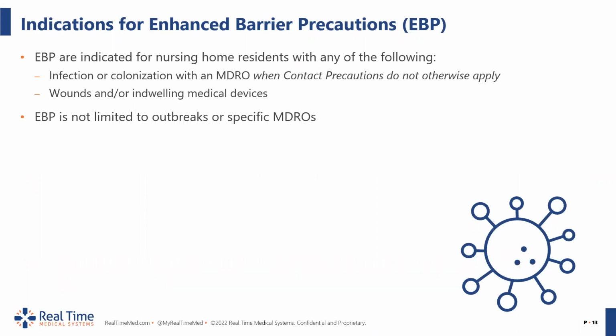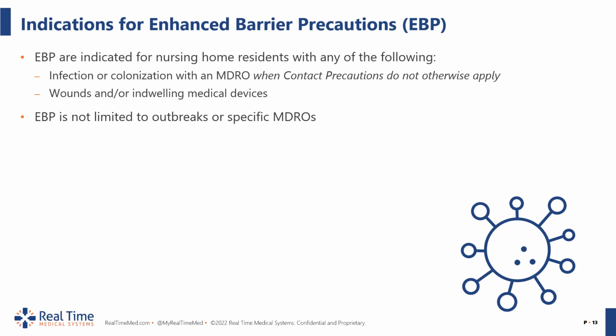So enhanced barrier precautions. It's kind of one of those newest recommendations that we have, and it's indicated for our residents who have a known infection or a known colonization with a multi-drug resistant organism, when contact precautions do not otherwise apply. So contact precautions should still be used for the presence of acute diarrhea, draining wounds, or other sites of secretions or excretions that are unable to be covered or contained, and may be used for a limited time period during the investigation of a suspected or confirmed MDRO outbreak or in consultation with public health.